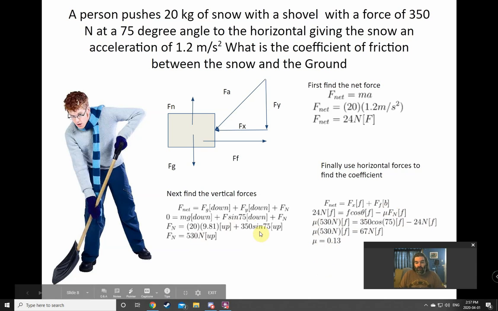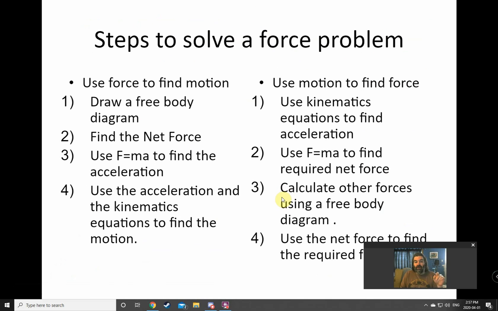So as I said, the whole trick to this is, A, break the forces up into vertical and horizontal, and B, identify which am I doing first. Am I trying to find a motion, or am I trying to find a force? That basically gives you the way to do it.